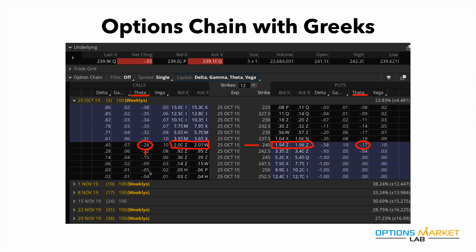the 28 cents. Now this gets deducted automatically. Let's say the stock price stays the same. The following day, you will be down 28 cents from your premium.